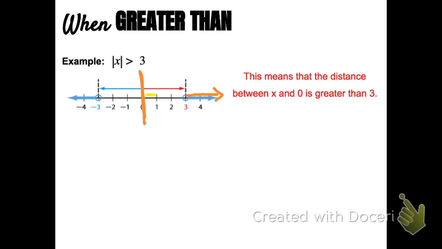It's not 1 away or 2 away. It's over here. It's 3, 4, 5, 6 away from 0. And the same for the left side. It's -3, -4, -5 away from 0, and so on. So let's go over some examples of those.